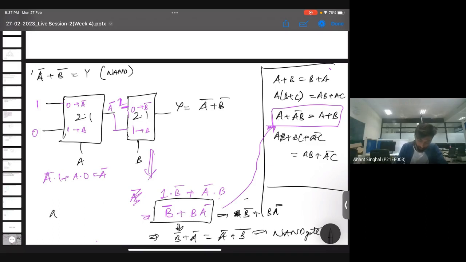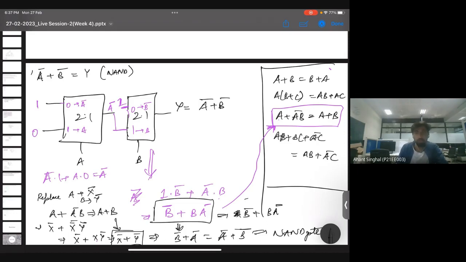So how did it come that a plus a bar b is a plus b? I've just told you. So replace a with maybe x bar and b with maybe y bar. It will be nothing but x bar plus x bar bar and then y bar, which will be nothing but x bar plus x y bar. And if we do it on the RHS, it will be nothing but x bar plus y bar.